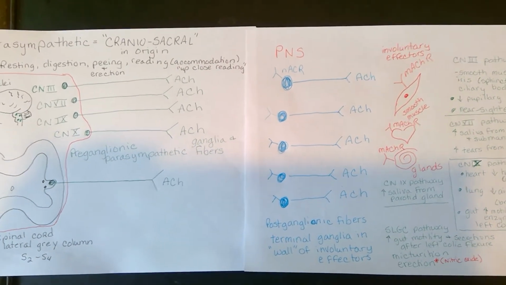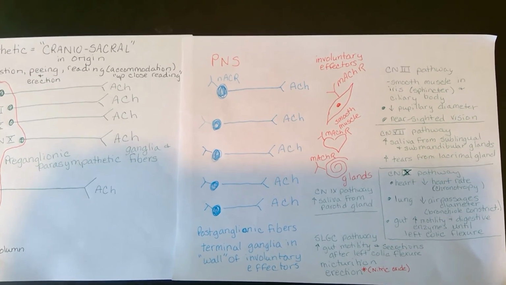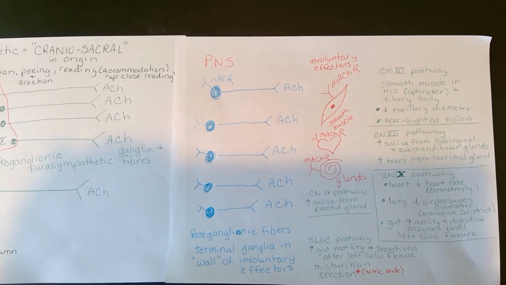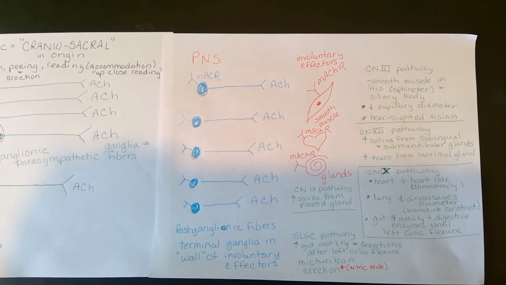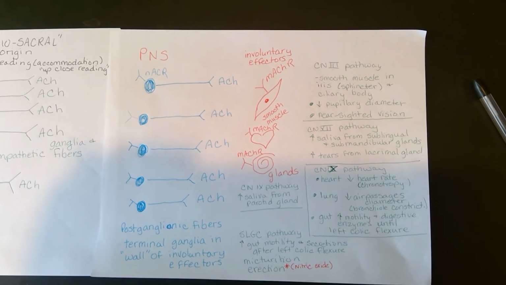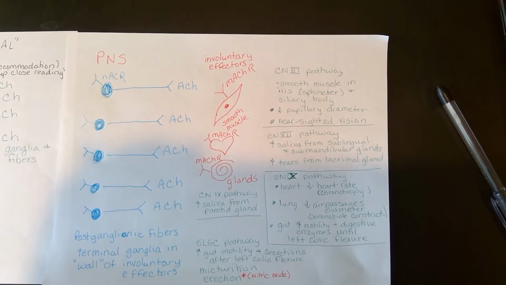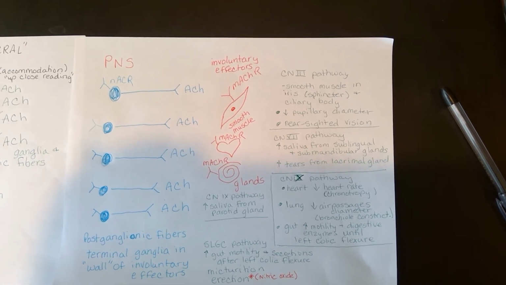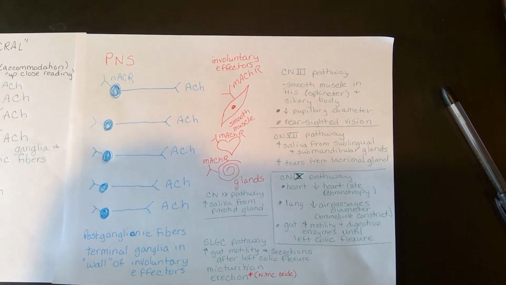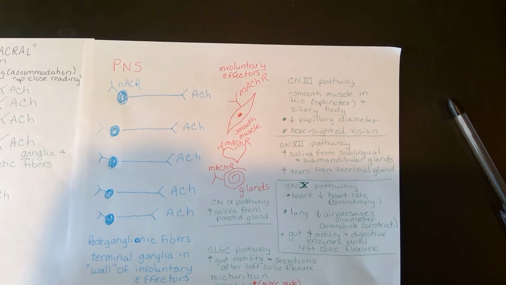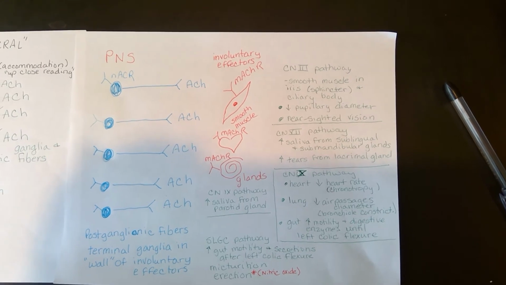Because the upstream neuron releases acetylcholine, the downstream neuron must have a receptor that can bind to it. Specifically, these terminal ganglia have the nicotinic acetylcholine receptor. These neurons will release acetylcholine onto involuntary effectors, specifically smooth muscle, heart muscle, and glands. These involuntary effectors must also have an acetylcholine receptor. Specifically, they have muscarinic acetylcholine receptors.